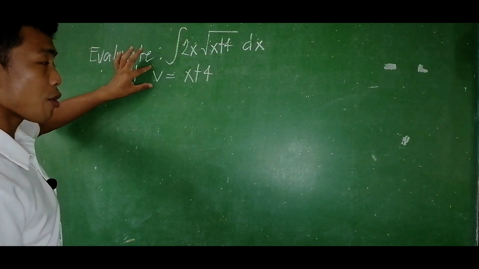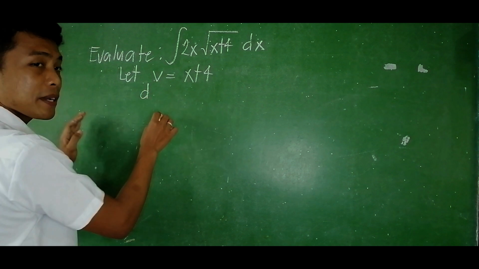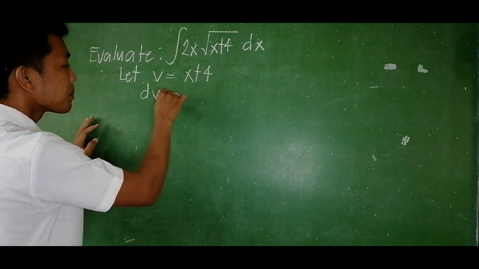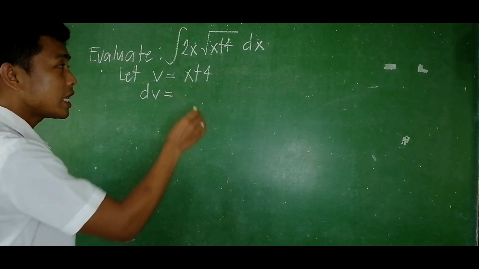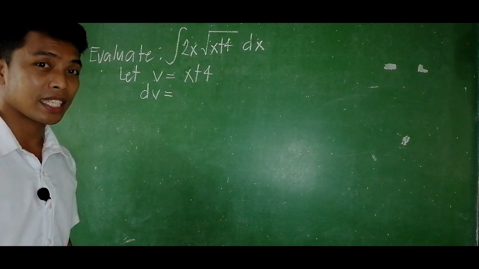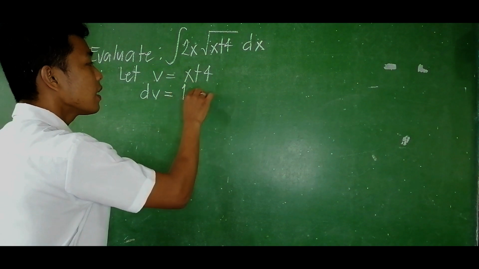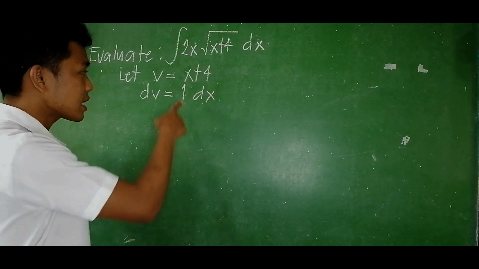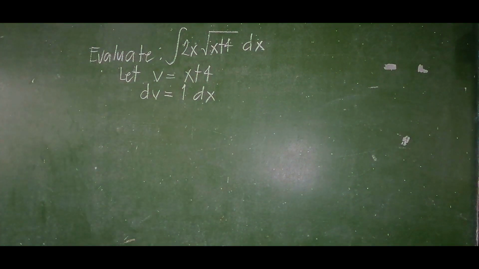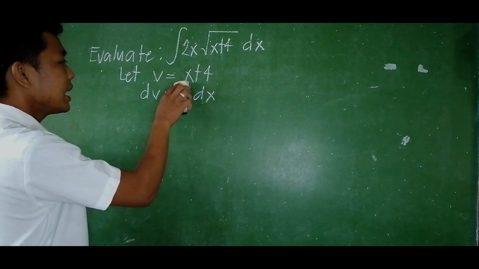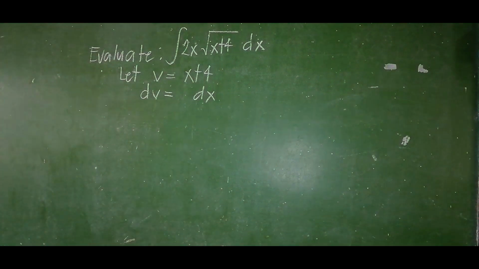What is the derivative of v? It will be represented by dv. And then we get the derivative of x plus 4. The derivative of x is 1, so we will get 1 dx. But since it is 1, we can already remove the 1 and simply write dx. So we'll have dv is equal to dx.